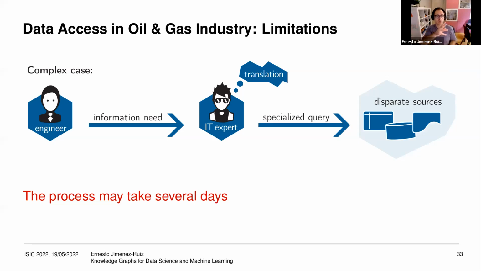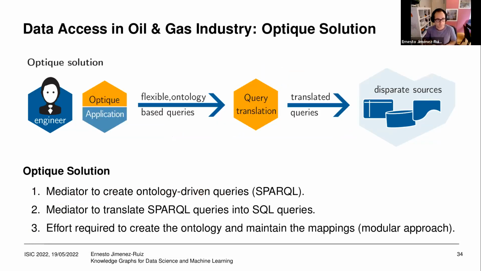So basically there were some information needs from the domain expert to the IT expert. This person was creating a very specialized query, in some cases a very big SQL query that was very hard to understand. This process could take several days and even weeks, depending on how hard it was to harness the data. Sometimes the data was not exactly what was in the mind of the domain expert or engineer, and then they needed to go back and refine the query. So it could take several days and, in the worst case, even weeks.